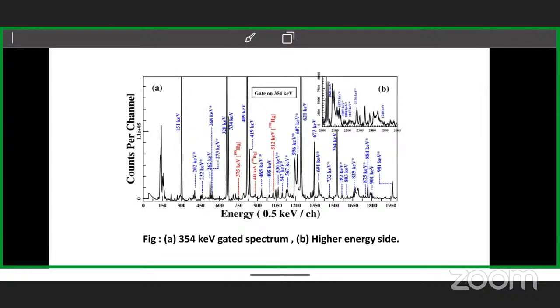Okay, this is a gated spectrum, which is the end product after analyzing and visualizing all the data. Here you can see that all the blue gamma energies are from 197 mercury, but there are a few red gamma also, which are from contamination, which was 198 mercury, also populated during the reaction. All the star marked gamma energies, gamma transitions shown here are newly discovered gamma energies, which have never been seen in previous experiments.